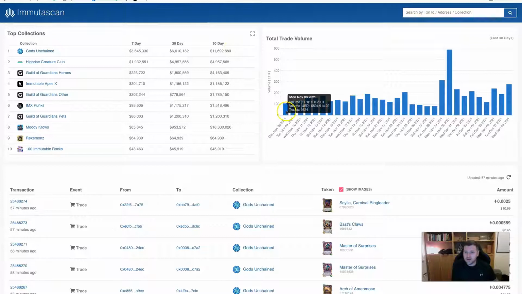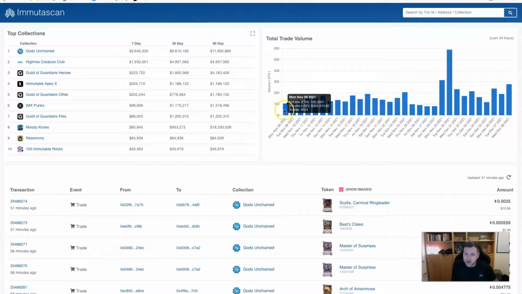We can see the trade volume on the network. This is all on ImmutableX, by the way, guys. This is the trade volume happening on ImmutableX. It doesn't show the stats for anything else apart from ImmutableX. Just let that linger for a minute.